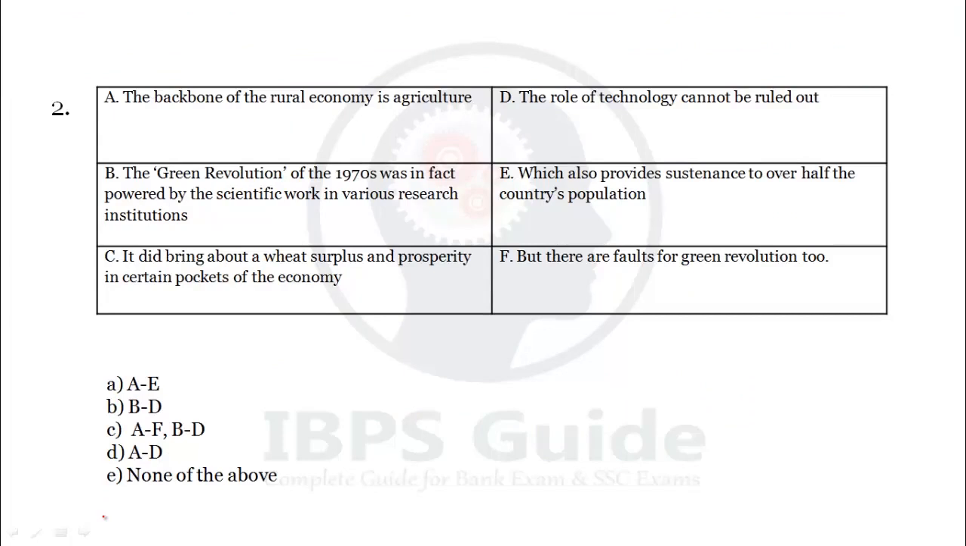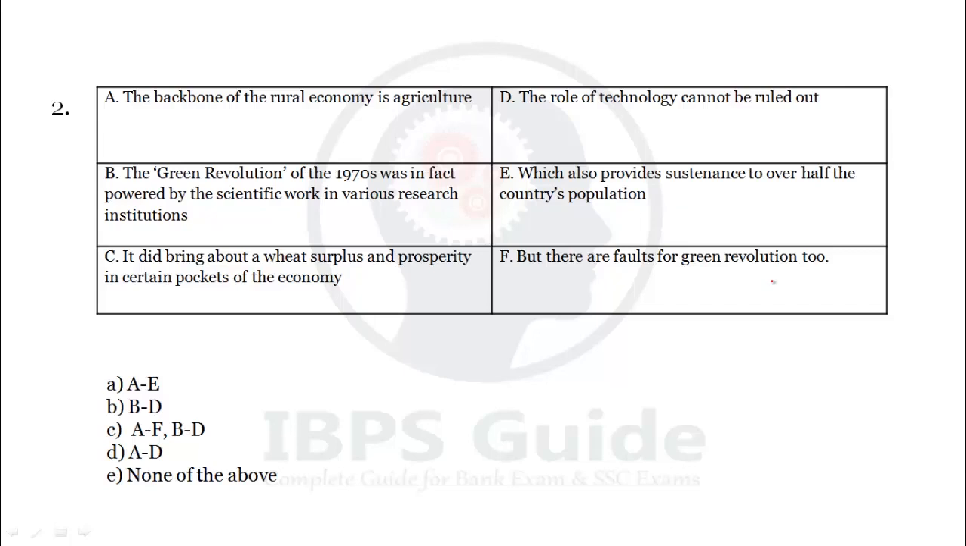The backbone of rural economy is agriculture. B sentence: the Green Revolution of the 1970s was in fact powered by the scientific work in various research institutions. C sentence: it did bring about a wheat surplus and prosperity in certain pockets of the economy. And in D sentence: the role of technology cannot be ruled out. E sentence: which also provides sustenance to over half the country's population. And F: but there are faults for Green Revolution too. So which can be the option?